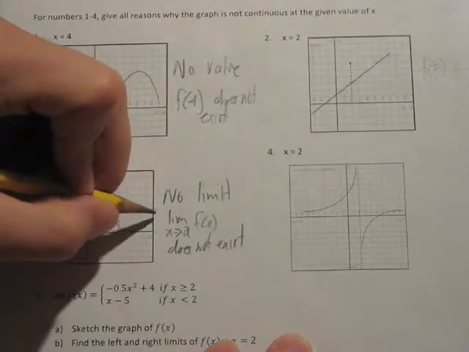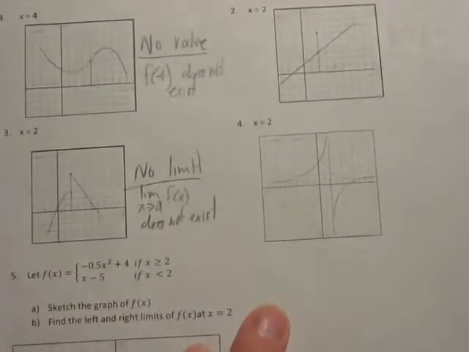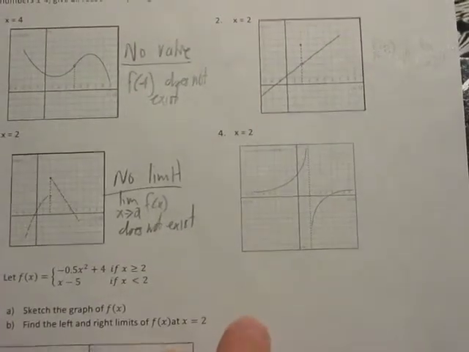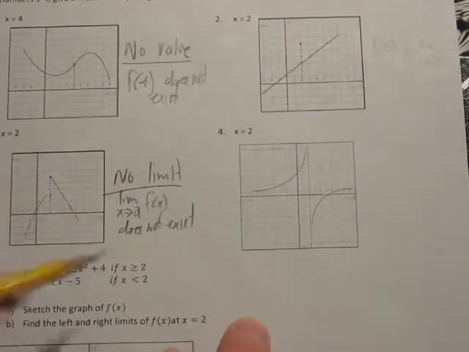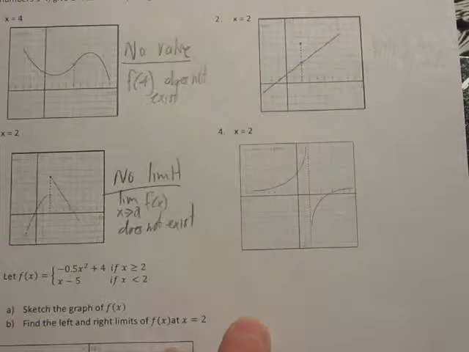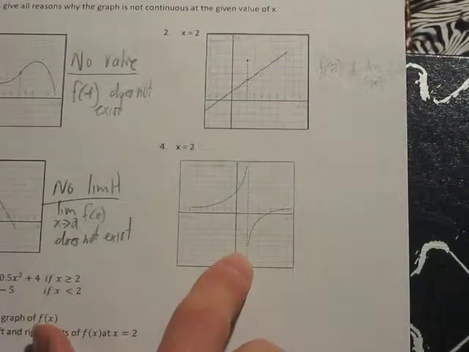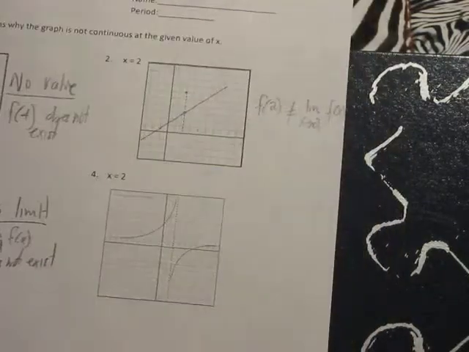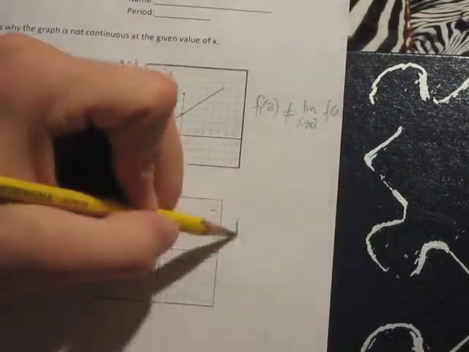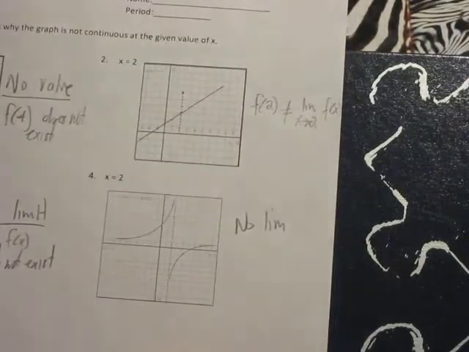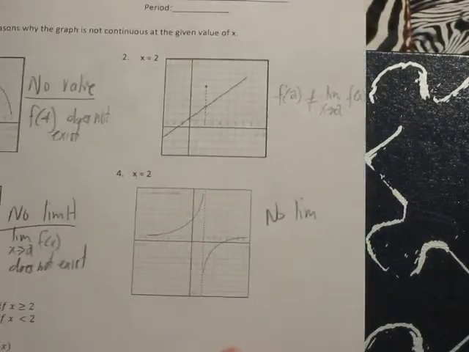And these are all or. You can do one. You don't have to say all of these things. You can just say one or the other. Either just saying no limit is fine, or you can say limit of f of x as x approaches 2 does not exist. Again, number 4, we have here asymptotes. The limits are not equal. The left and right limits are not equal, so there's no limit. Okay. There's 1 through 4.